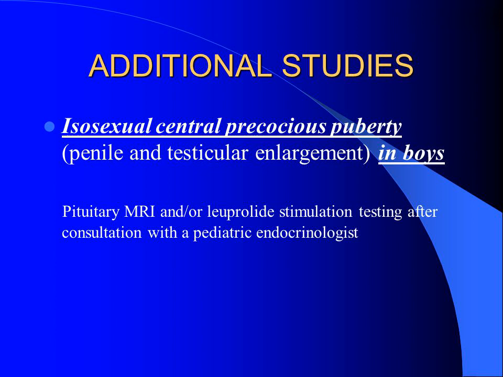Additional studies. Isosexual central precocious puberty, penile and testicular enlargement, in boys: pituitary MRI and leuprolide stimulation testing after consultation with a pediatric endocrinologist. Height more than 3 SDs, not growing according to family background, find a chart.